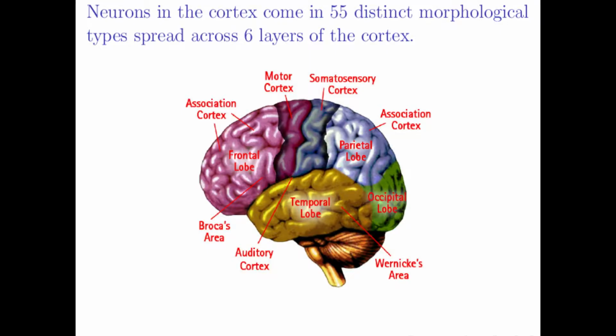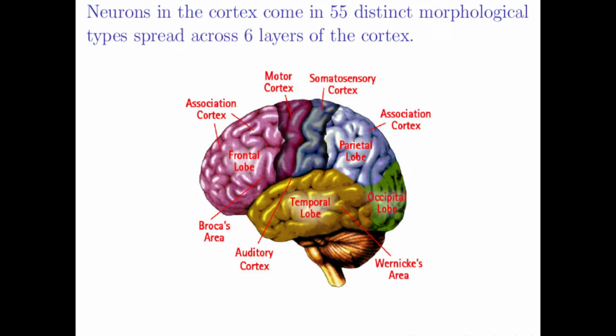Neurons come in many types. They are different in various parts of the brain. What you see here is a picture of the cortex. And on the cortex, you have 55 distinct morphological types. I'm going to tell you what morphological type means in a second. They are spread across 6 layers.